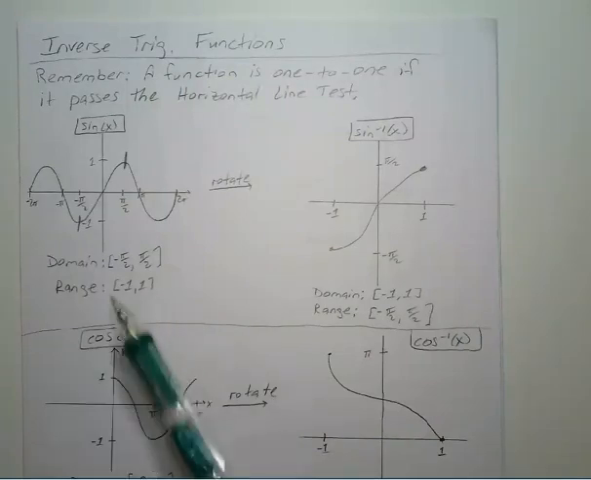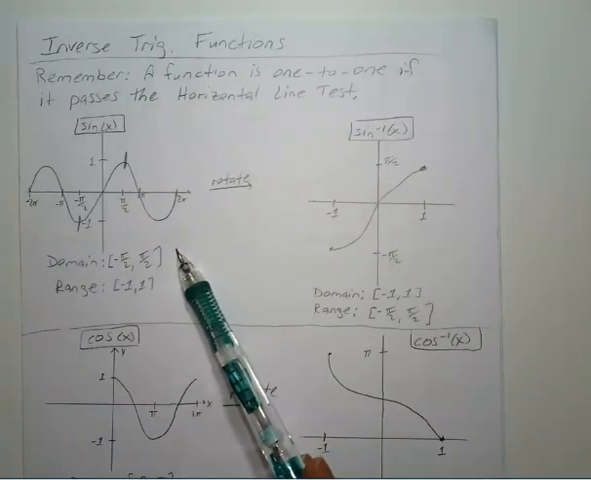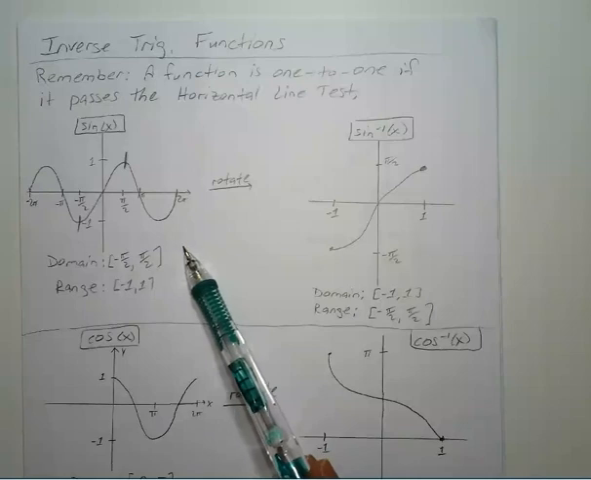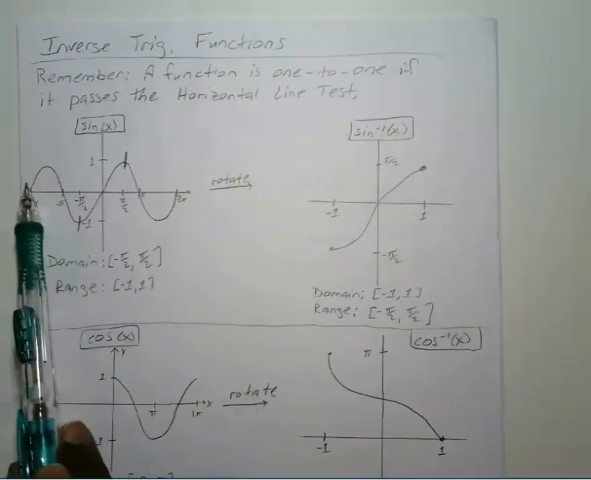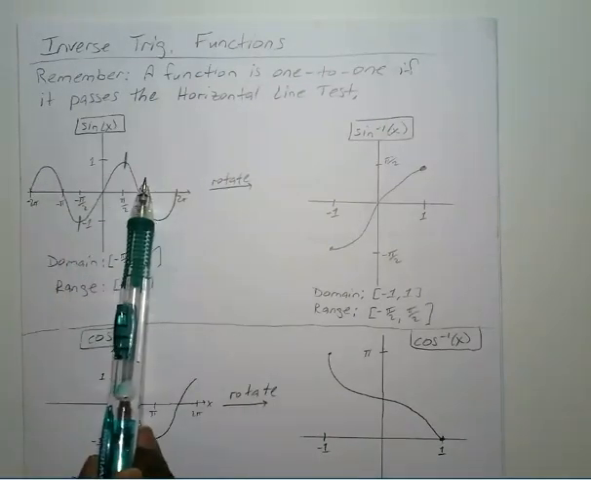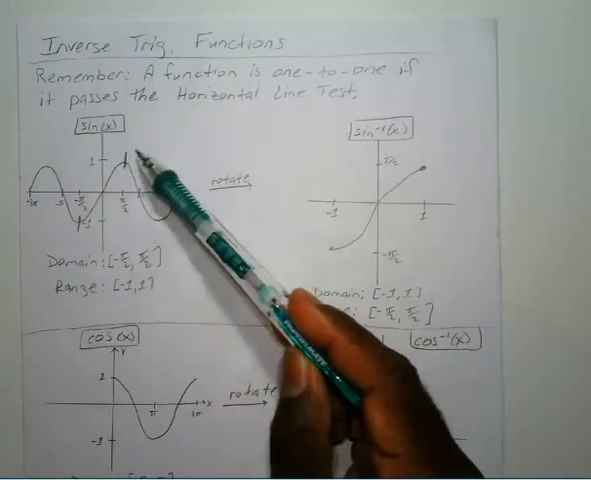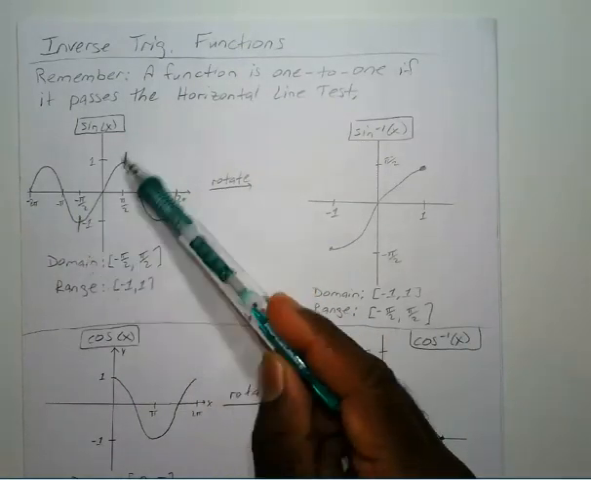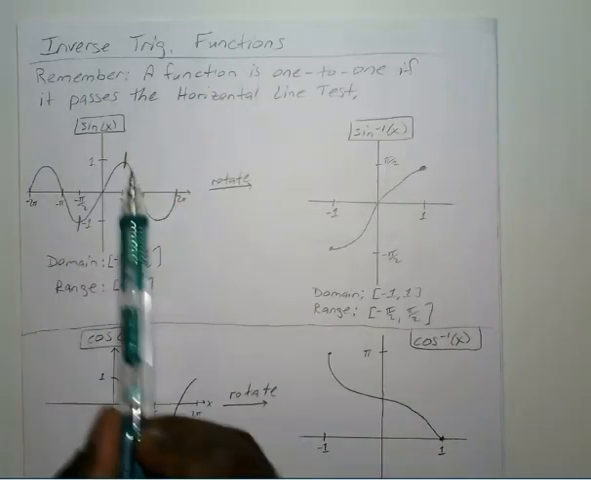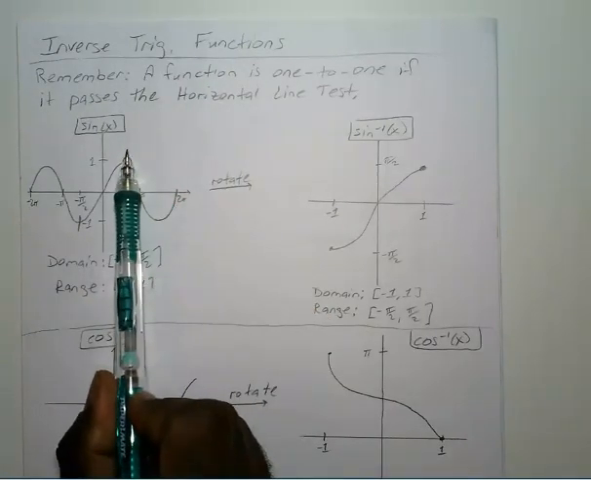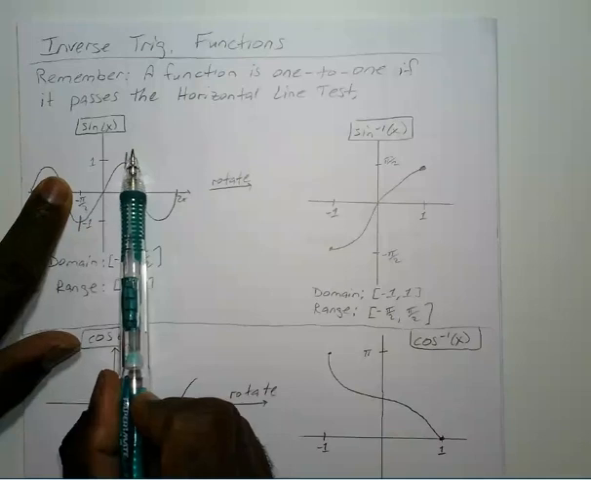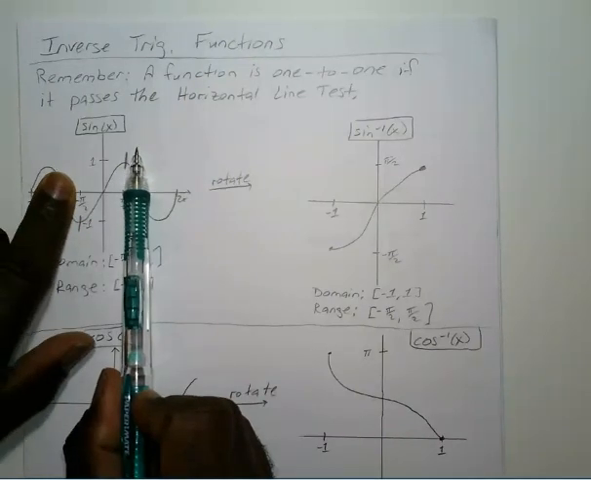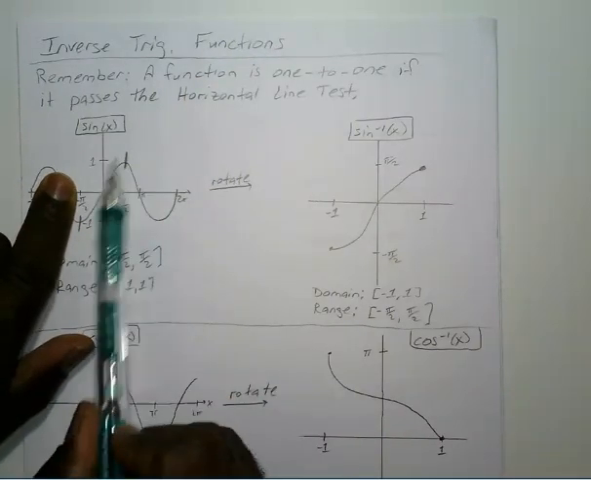So let's look at a little sketch of sine of x. We see here the entire graph would fail the horizontal line test. So what we're going to do is take a chunk of it between negative pi over 2 and pi over 2. If you take just that chunk and cover up everything else, it passes the horizontal line test.